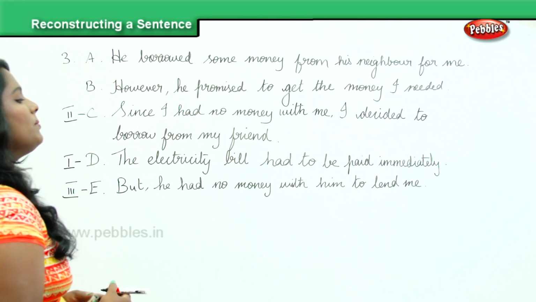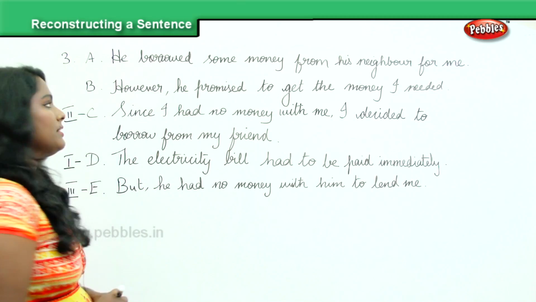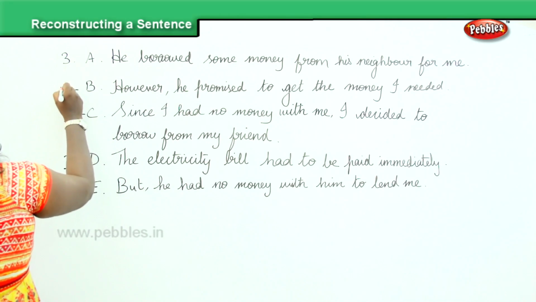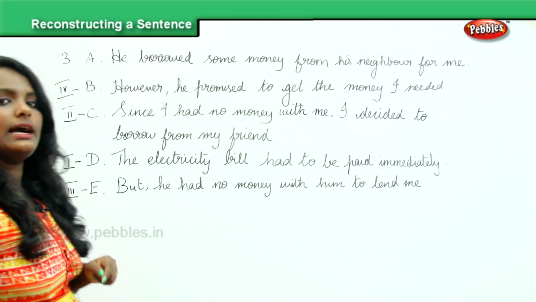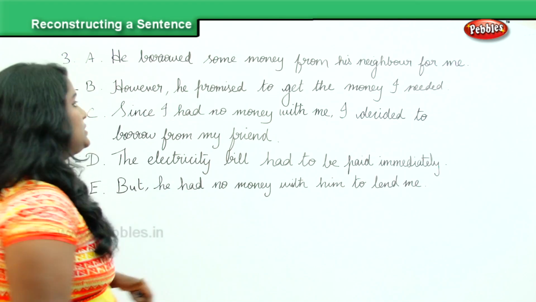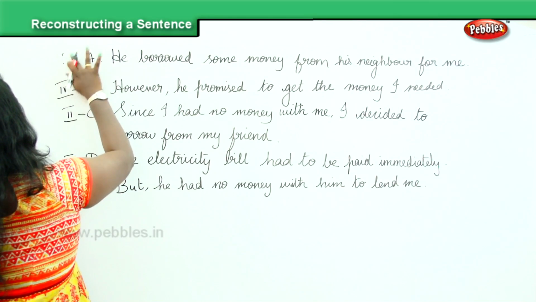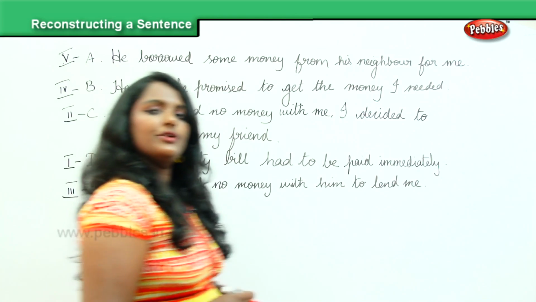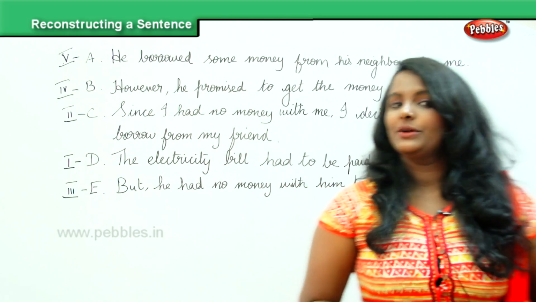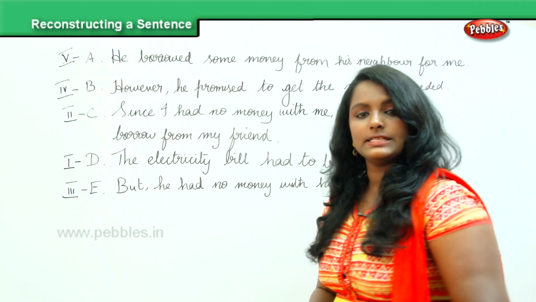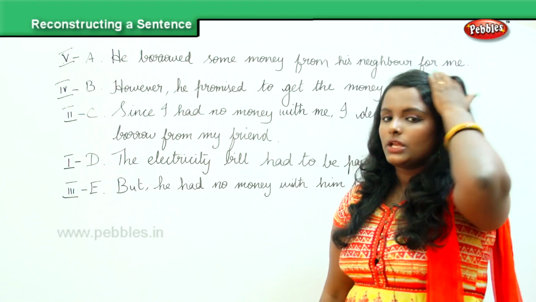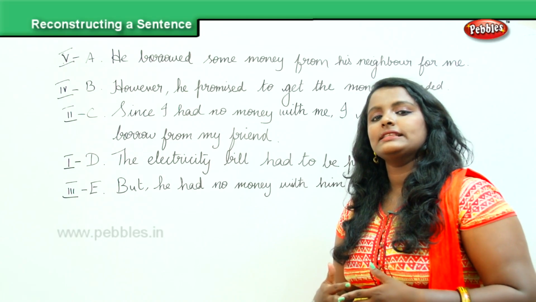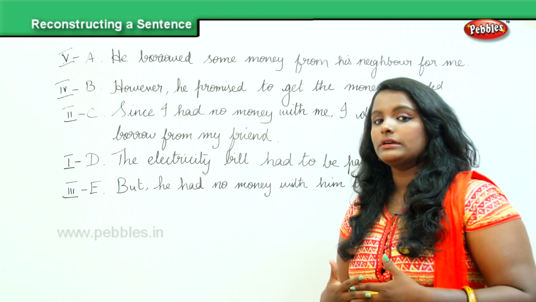But he had no money with him to lend me. However, still, he promised to get the money I needed. And what did he do finally? He borrowed some money from his neighbor for his friend. Now read all the 5 sentences in the proper sequence along with me to check if they are chronologically arranged and if they give you the proper meaning.